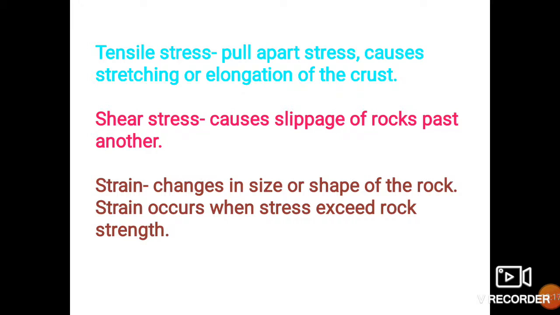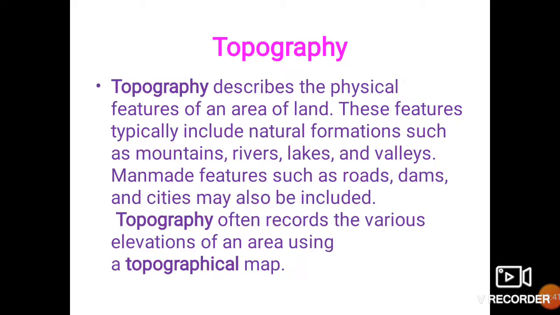The strain occurs when stress exceeds rock strength. Every rock has a tendency to oppose the stresses. It is called elasticity. When the stresses exceed the elastic limit of the rock, strain occurs in that particular rock.